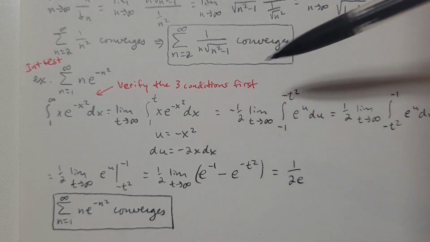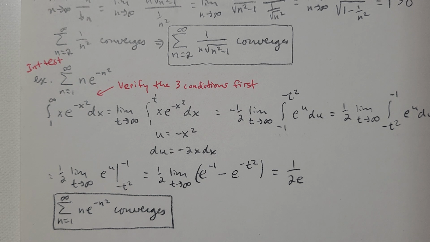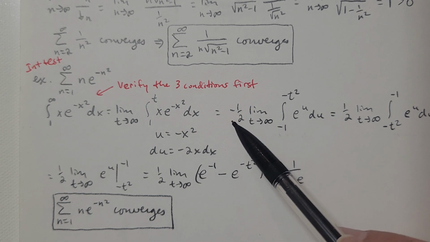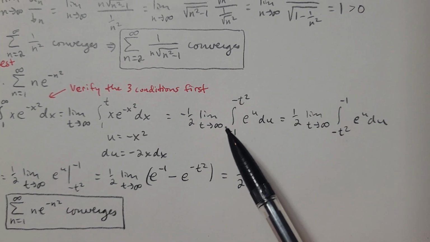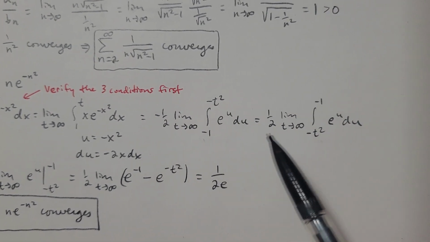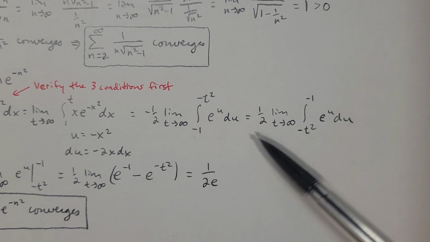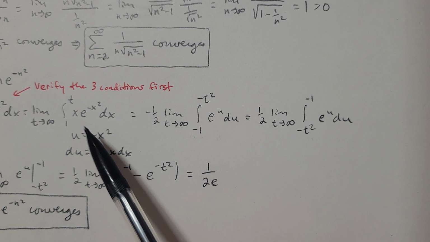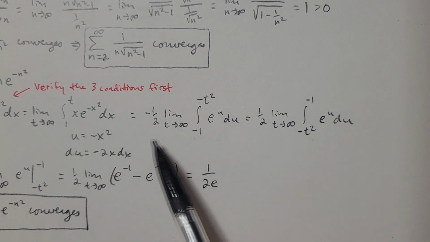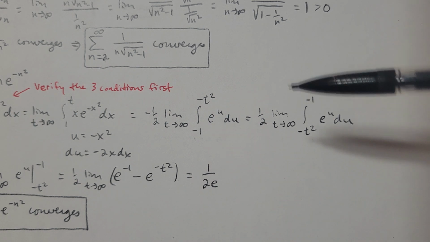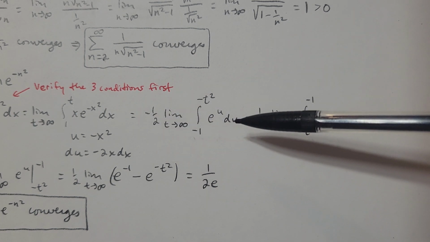So if I let u be negative x squared, du would be negative 2x dx. And I've got an x dx in the integral. So I'm going to have to bring out a negative 1/2 there. And that negative 1/2 can also come outside the limit. So I'm going to have negative 1/2 times the limit as t approaches infinity of the integral going from, let's see, when x is 1, u is negative 1. And when x is t, u would be negative t squared. And I'm integrating e to the u du.